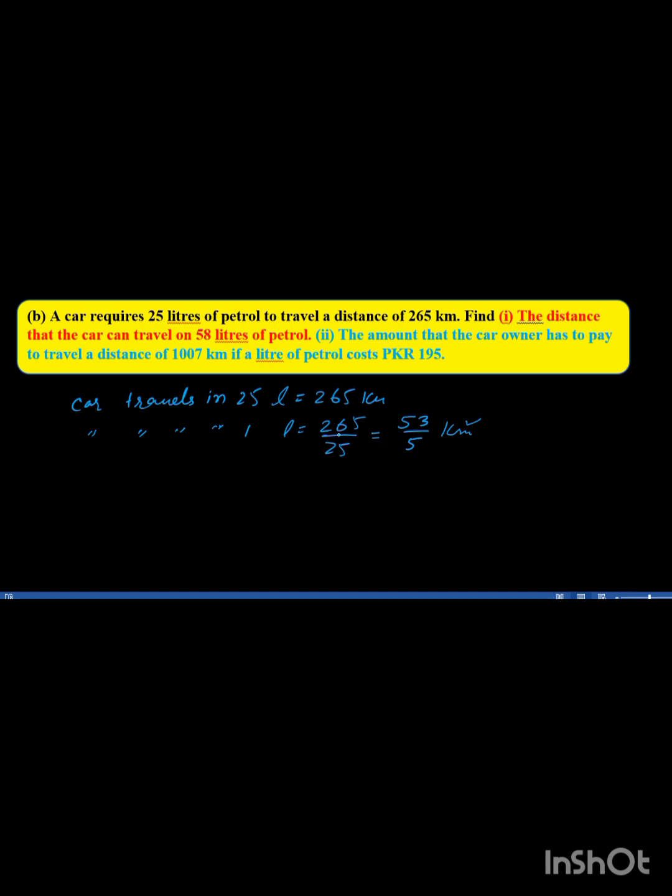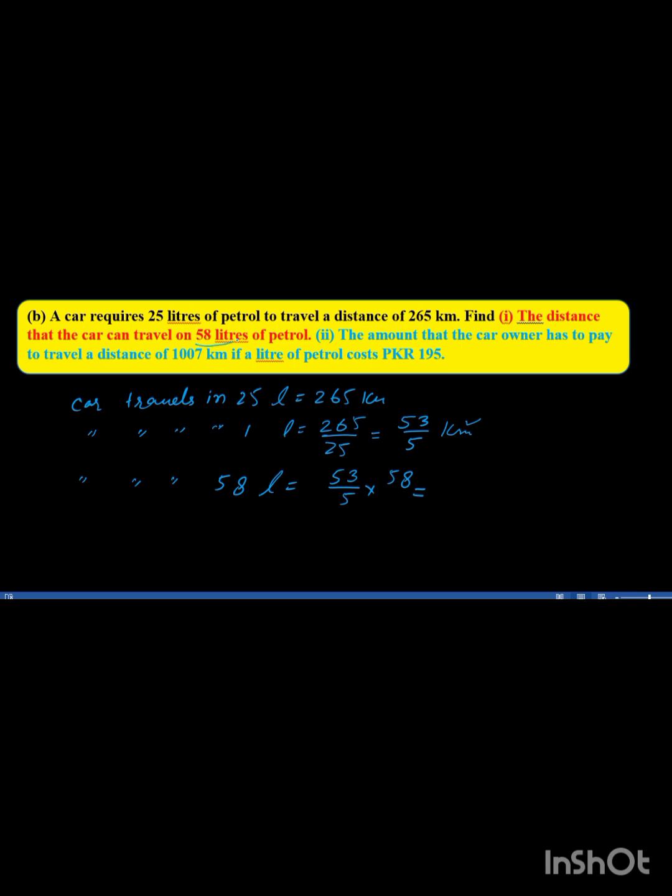So now come to the next part. The distance the car travels on 58 liters. In 1 liter he travels 53 over 5. So the car travels in 58 liters of petrol, what we have to do now, 53 over 5 multiplied by 58. That is our total distance traveled in 58 liters, that we have to find in part 1.